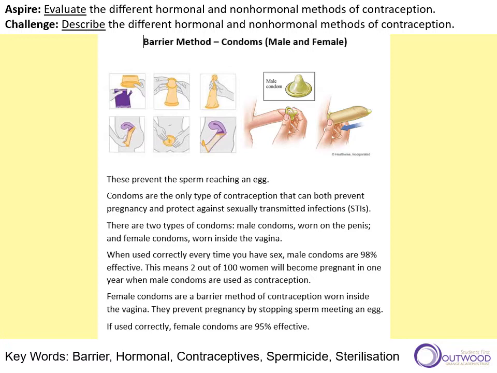Female condoms worn inside the vagina are 95% effective. Again, it's more about whether it's being placed in the right situation, so to say. Because if it's not placed in the right situation, then it may rip, tear, come out, and not work as it should. Okay, so that is the barrier method, and that is condoms.